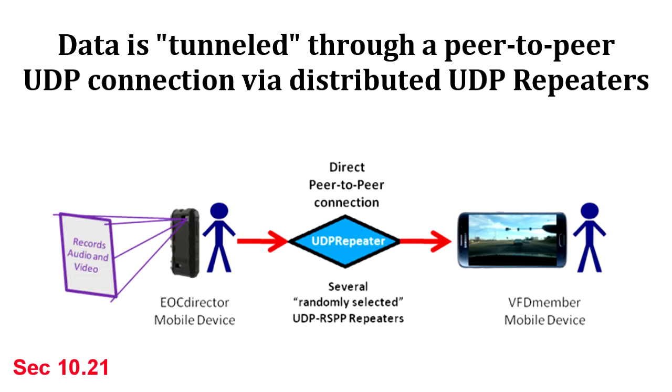Direct control peer-to-peer link. This is where data is tunneled through a peer-to-peer UDP connection via distributed UDP repeaters. Very secure system.